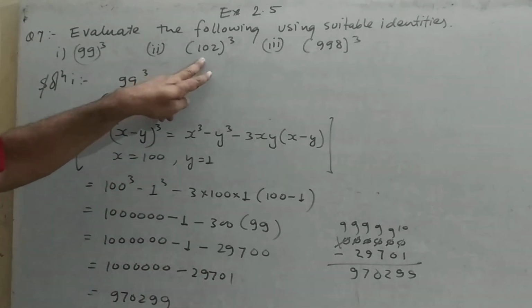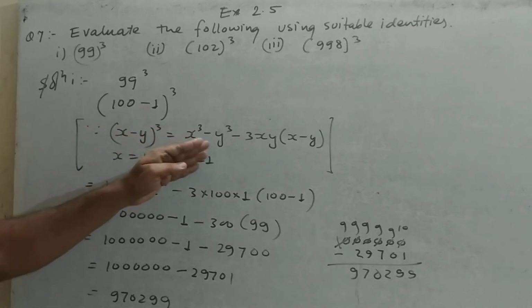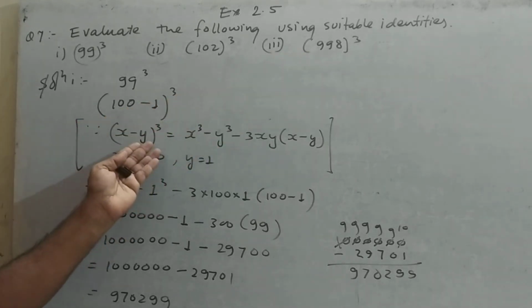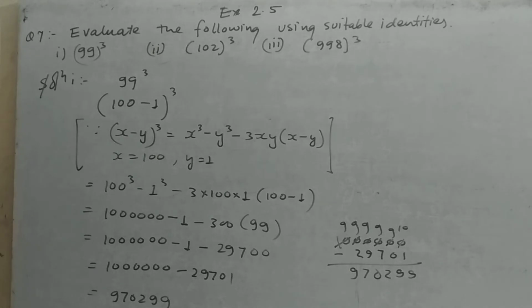Like that, 102 you can write down as 100 plus 2. So the identity x plus y whole cube will be used. And for 998, the same identity will be used, in place of 100 it will be 1000 minus 2. Hopefully you can do that question.